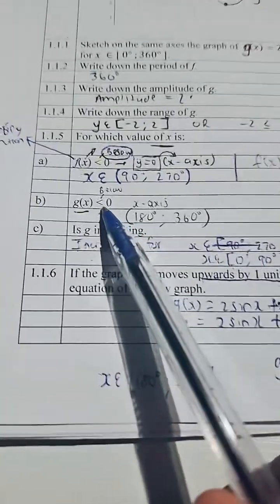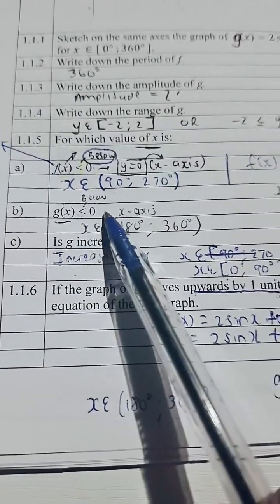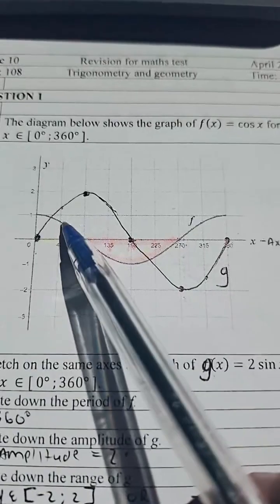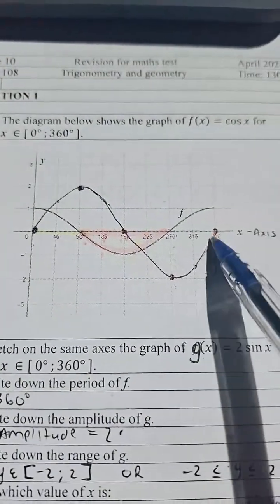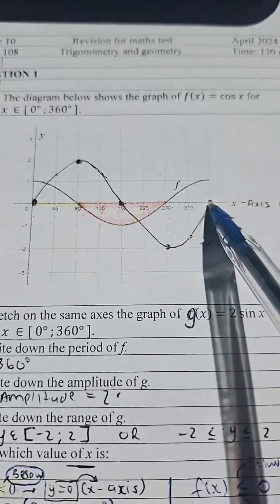Okay, let's move on. G of x, I'm sorry about what came up, by the way. G of x less than 0. Obviously, if we're talking about g of x less than 0, then we're changing our focus to the sine graph, this function, okay?